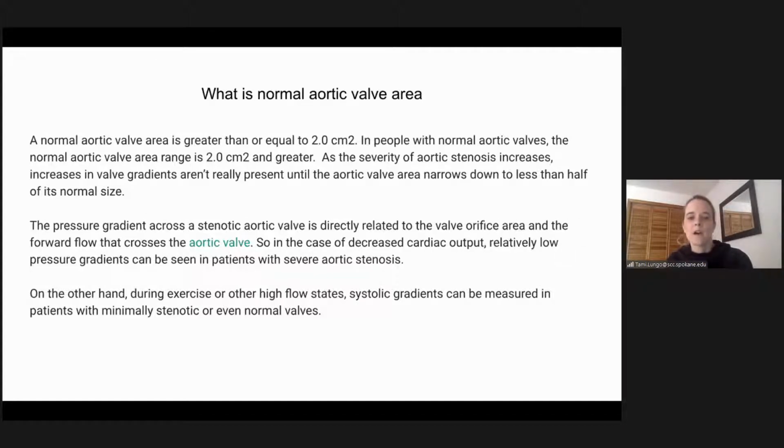So normal aortic valve area is 2 centimeters squared. It can be bigger within the range of not being too big, and there are Z-scores for that. So basically when you have a stenotic valve, your aortic valve area is going to get smaller. And then when that gets smaller, your pressure gradient goes up, which makes sense because it's going through a tighter area.